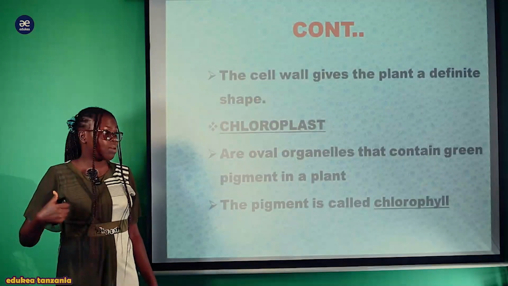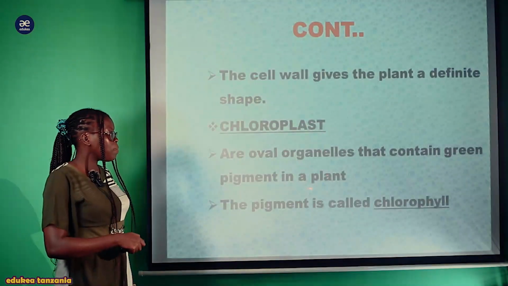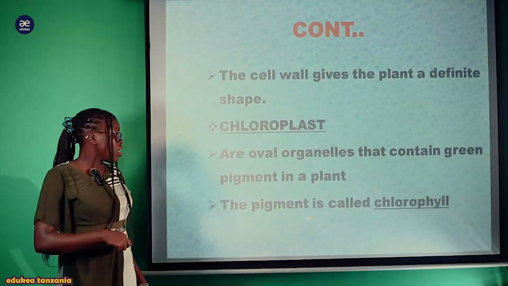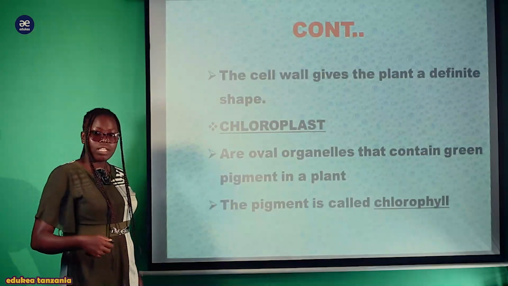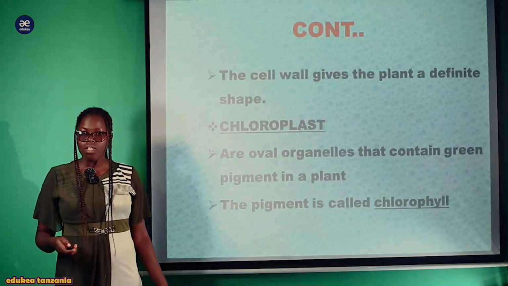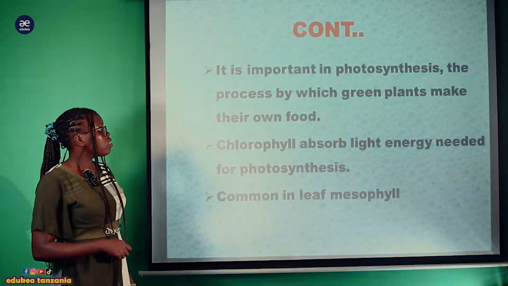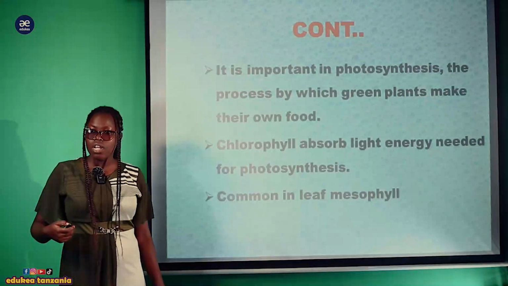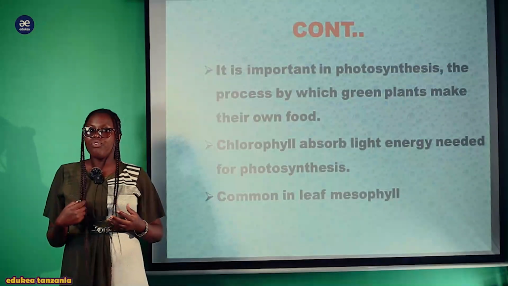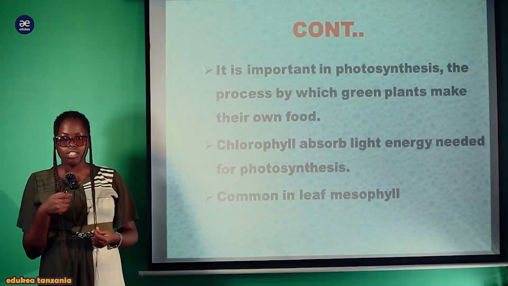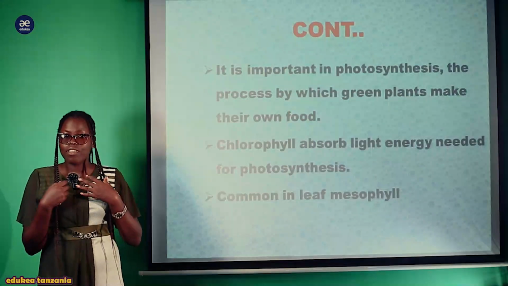The function of chlorophyll is to increase the surface area for the absorption of sunlight for the photosynthesis process. Sunlight is one of the requirements for the photosynthesis process. So it is important for the photosynthesis process.